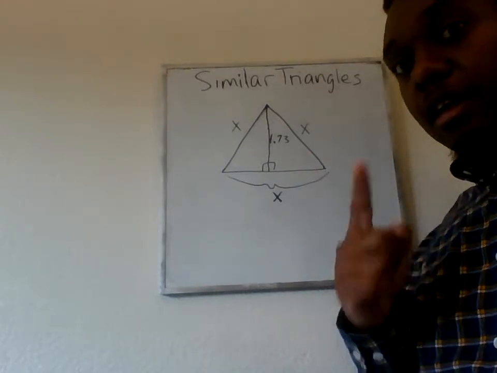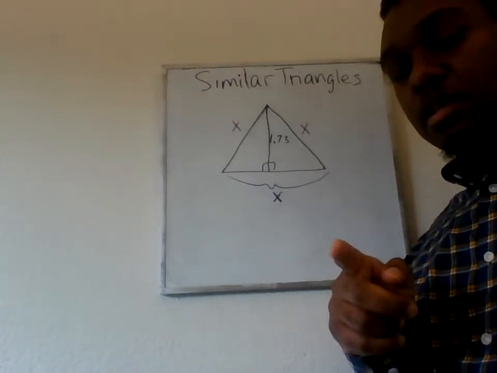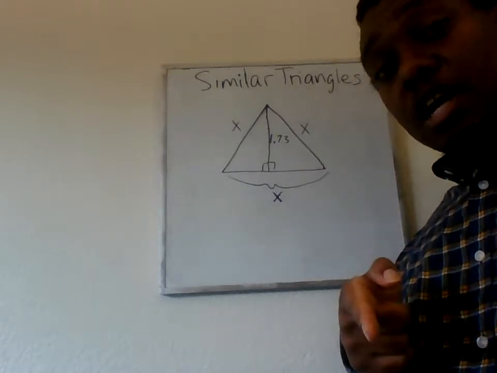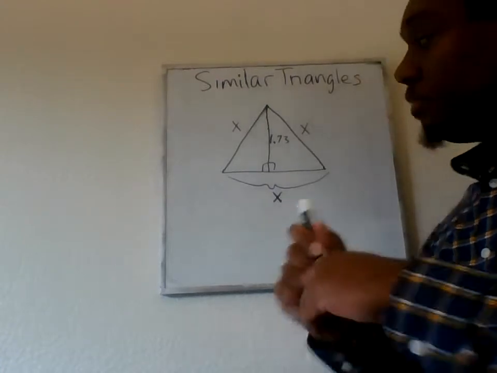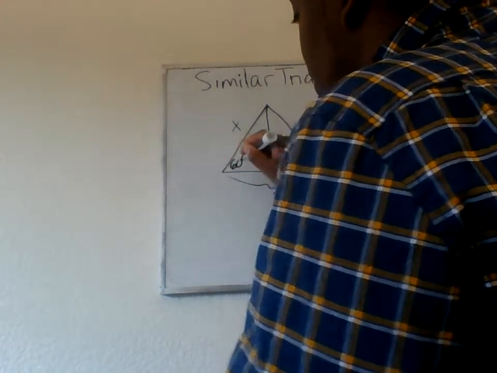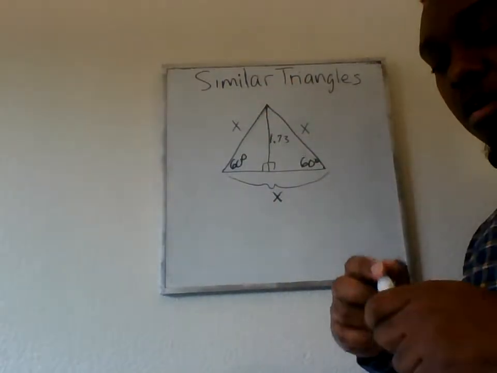But wait, if this is an equilateral triangle, what does it tell you about the angles? That's right, it's also equiangular. If they're equiangular for a triangle, that means we know all the angles have to be 60 degrees. So that means that this is 60, and so is this one. Okay, and that also means the one at the top is as well.